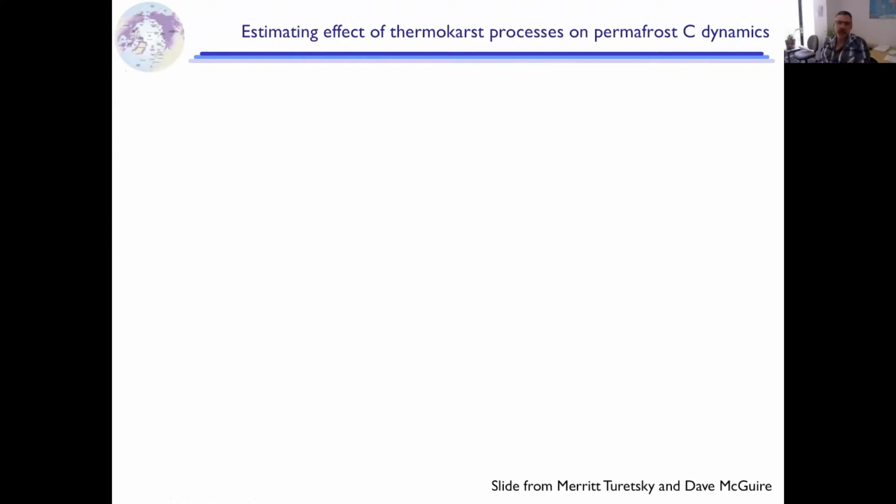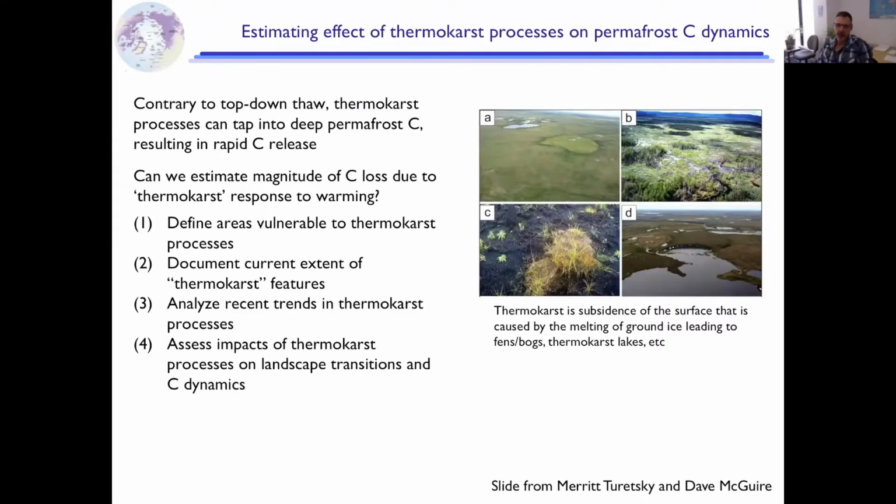And then lastly, I want to turn to this big uncertainty in our projections, which is what is the effect of thermokarst processes on permafrost carbon dynamics. So thermokarst, for those who are not aware, is on the bottom right here, is subsidence of the surface that is caused by the melting of ground ice, leading to fens and bogs or thermokarst lakes or hillside failures. And this is a rapid process. It can happen quite quickly as the soils thaw and the ice melts.